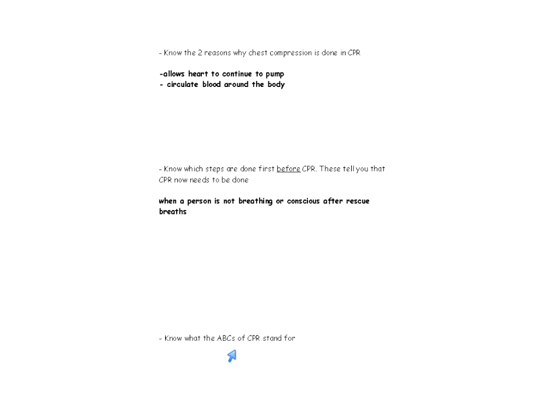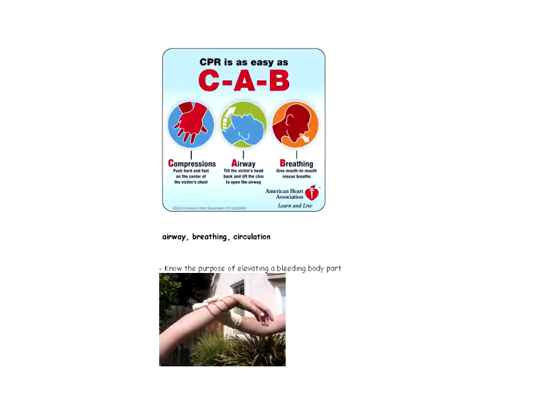And now this next part here says, know what the ABCs of CPR stand for. Any idea? Okay. What they stand for, and sometimes people think of it a little bit differently. These guys are calling it CAB, and they're saying compression, airway, and breathing. But a lot of times people say airway, breathing, and circulation. Okay, because those are the three things you want to look at.